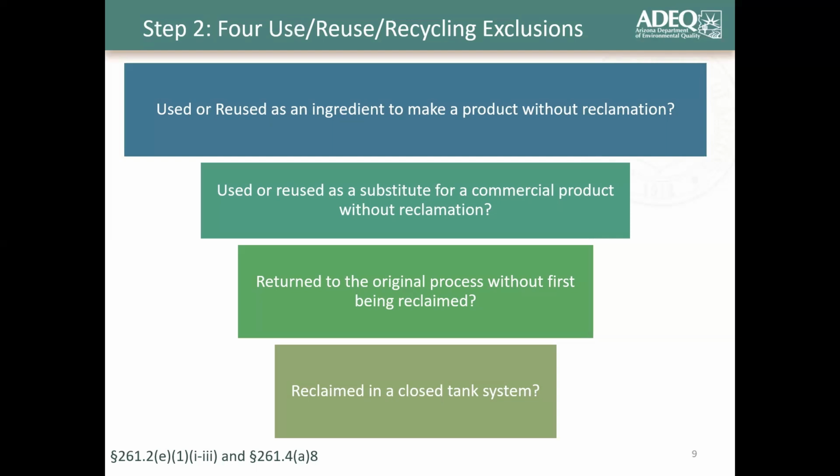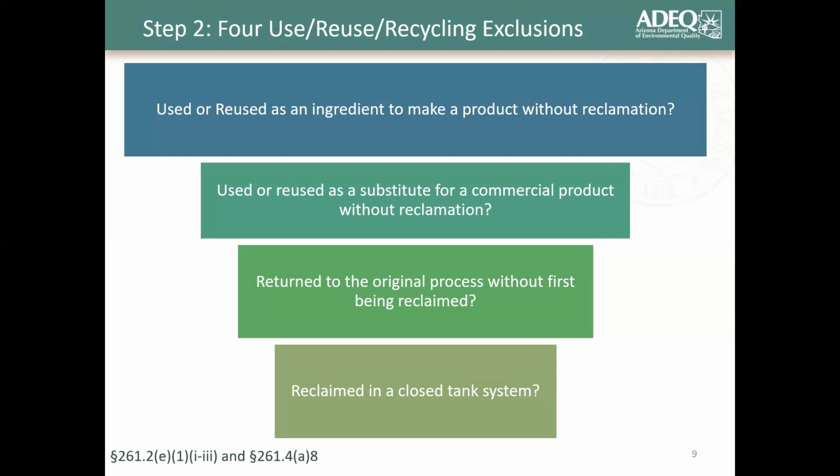The third question, is your waste returned to the original process without first being reclaimed? It may be left over from your process, but it can be reused and returned to the original production process from which it was generated. It is not a solid waste. This exclusion only applies if the material is used as a raw material or feedstock in the production process, and if it is not reclaimed prior to its reintroduction into the system. An example of this is emission control dust returned directly to a primary copper smelting furnace.